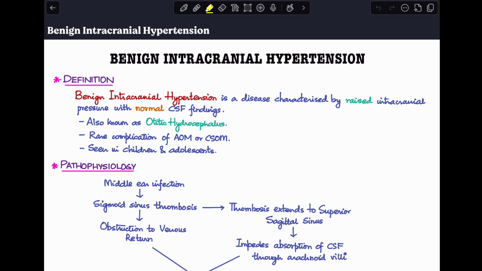So let's get started with our topic. Now, why is this topic important? This is important because this is one of the rare complications of CSOM that you need to know about. So, what is benign intracranial hypertension?